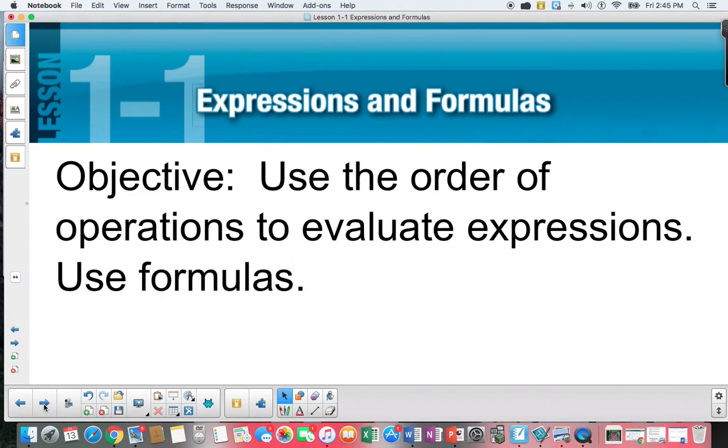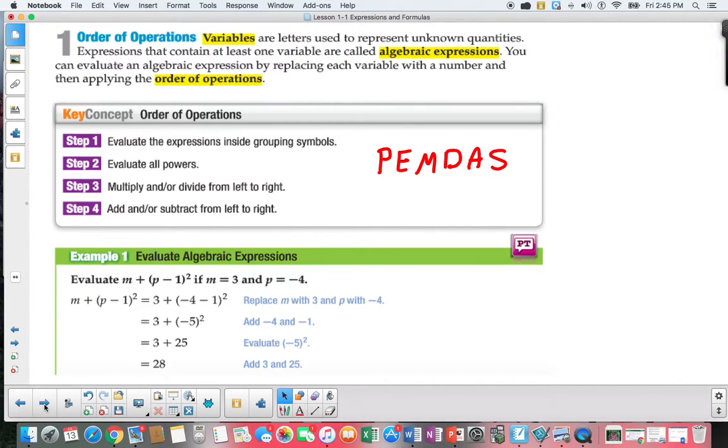The objective for this lesson is to use the order of operations to evaluate expressions and use formulas. On this page, we define variables, algebraic expressions, and order of operations. These are the order of operations steps. You may have learned it with the acronym PEMDAS: parentheses, exponents, multiplication and division in order from left to right, addition and subtraction in order from left to right.